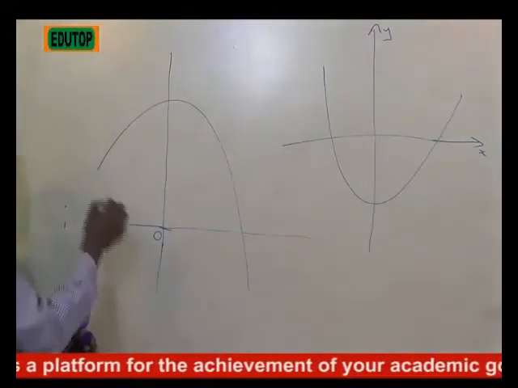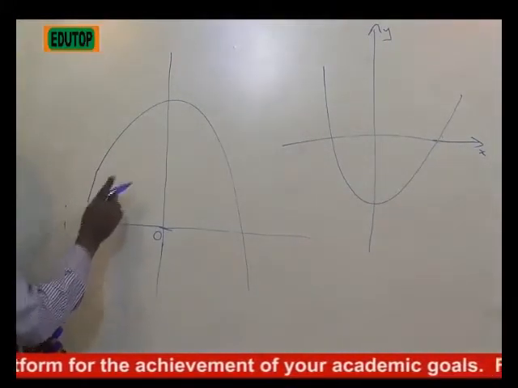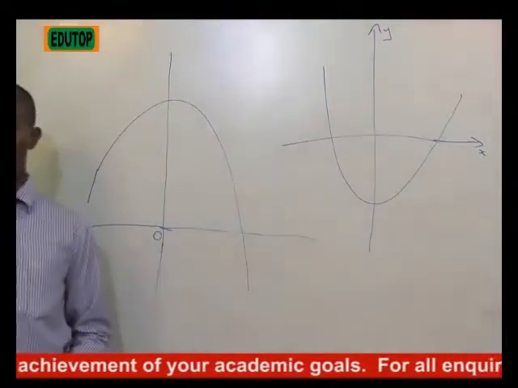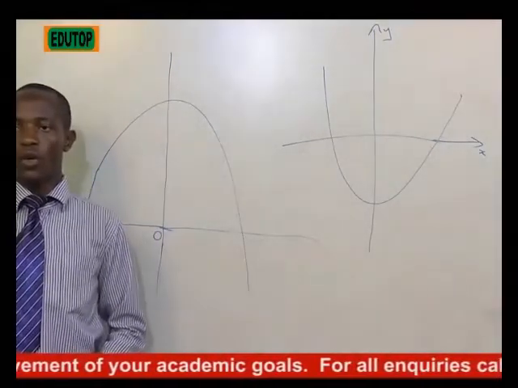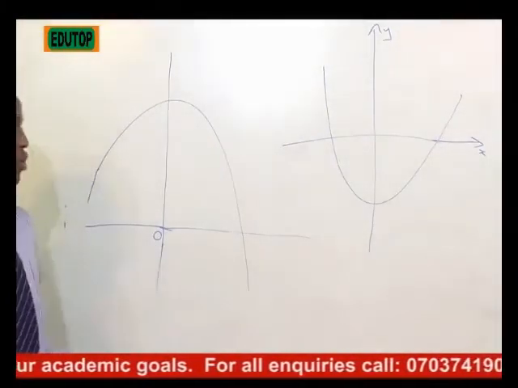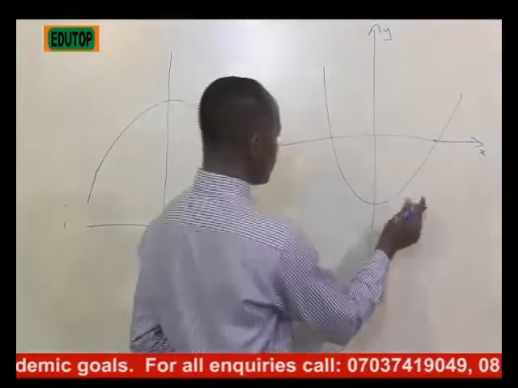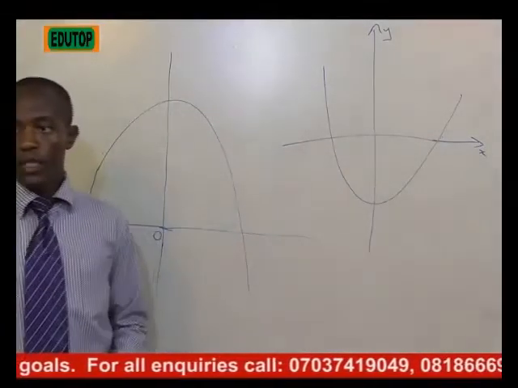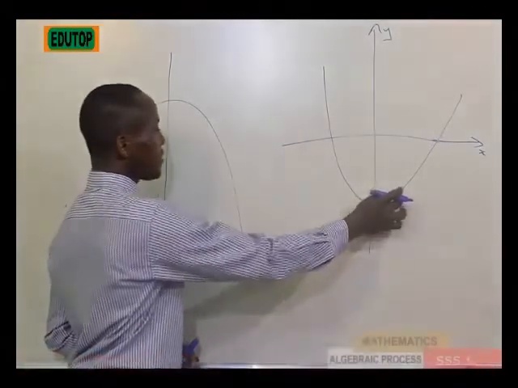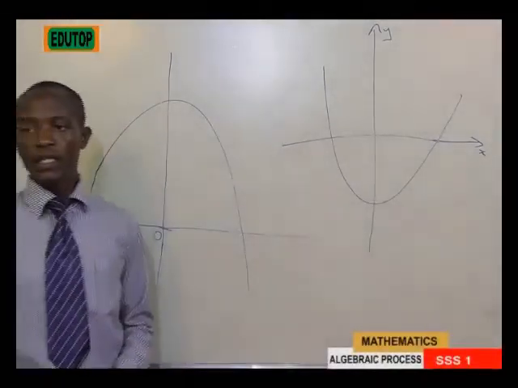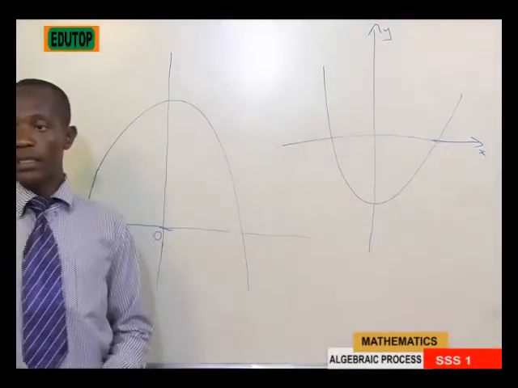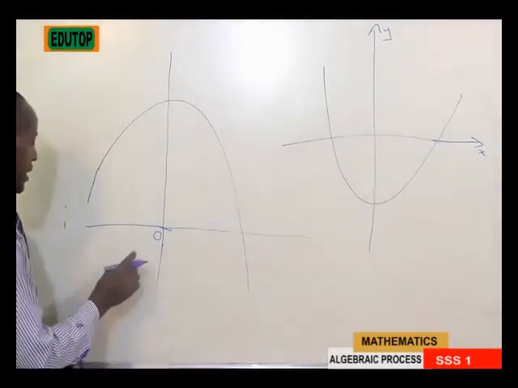Once we have a graph that looks like this, either this or this, it shows that this is a quadratic graph. When the coefficient of x squared is positive, the parabolic shape looks like this. And when the coefficient of x squared is negative, we have something like this.